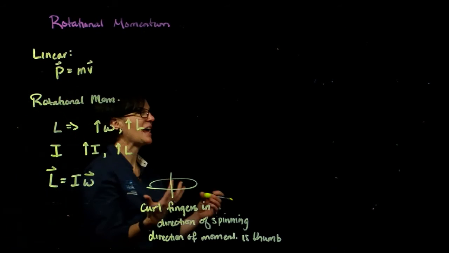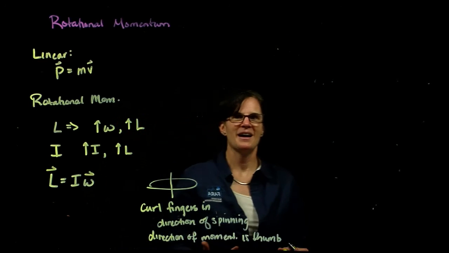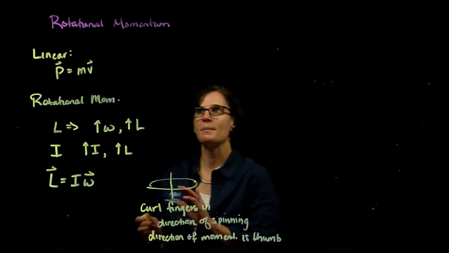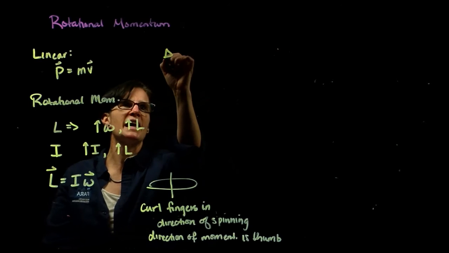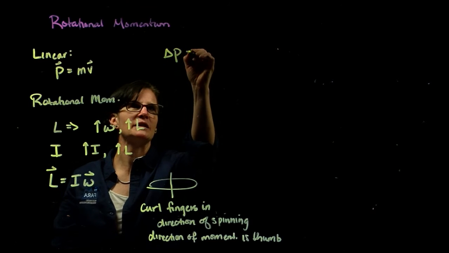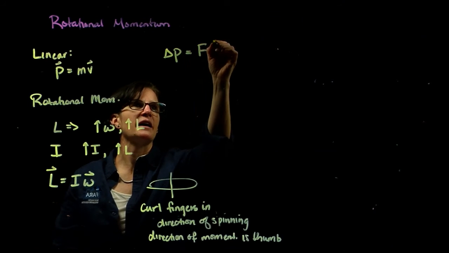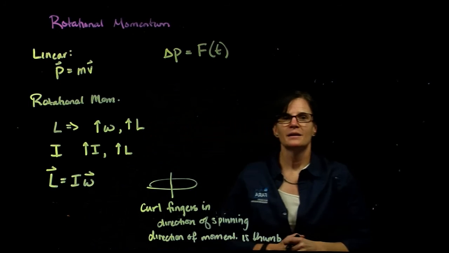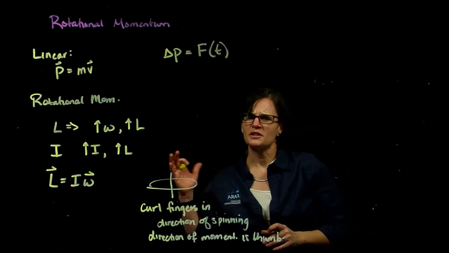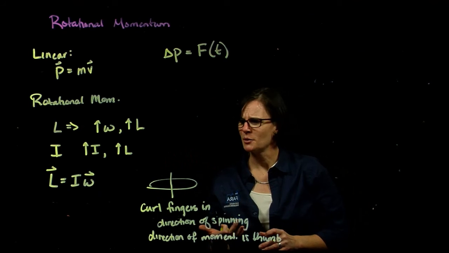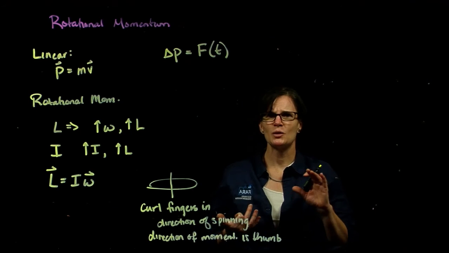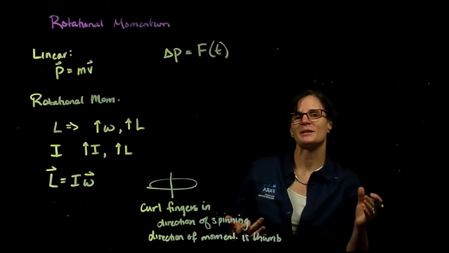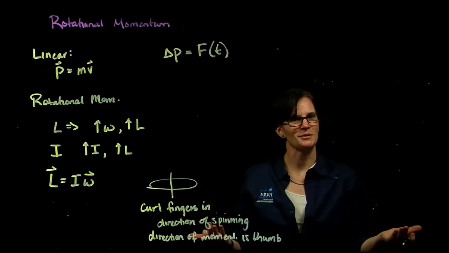But how do we change rotational momentum? How do we give an impulse like we do with linear momentum? Remember, to change an object's momentum linearly, we had to apply a force through time, so during time. Well, we know to change an object's rotation, we have to apply a torque. And so if I apply a force to change momentum, perhaps applying a torque will change an object's rotation.